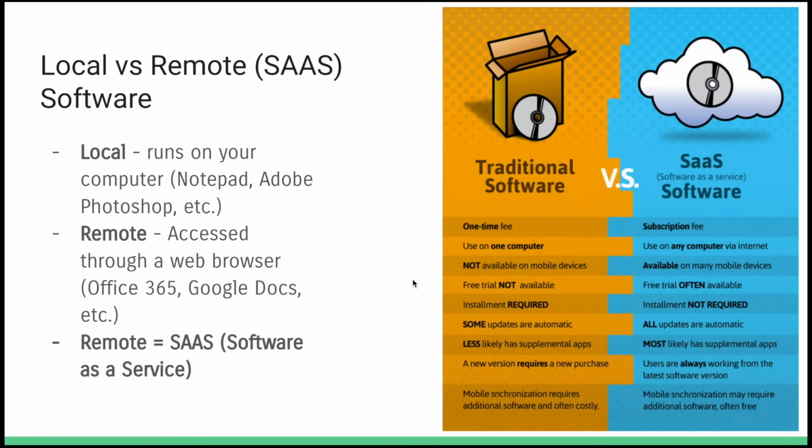Now, it's important to know some points of comparison. Typically, traditional software has a one-time fee, you just pay once and you install it on your computer, versus SaaS, which is either free, like a freemium model, or you pay a subscription. Traditional software depends on your underlying operating system and can usually only be used on one computer, versus SaaS, you can use it on any computer as long as it has access to the internet and a web browser.